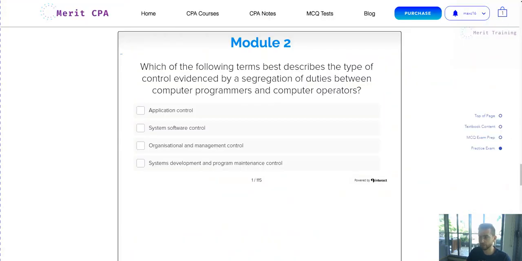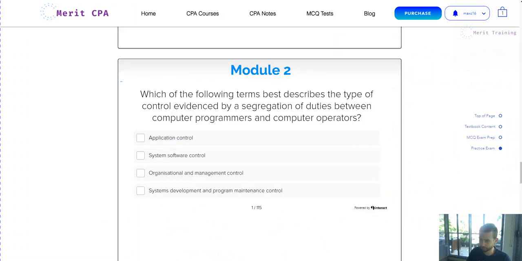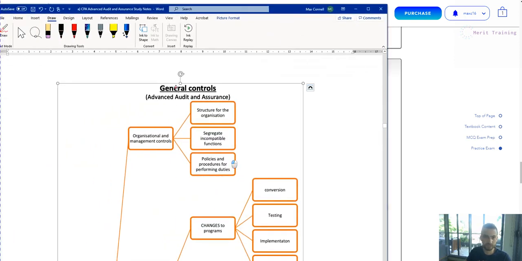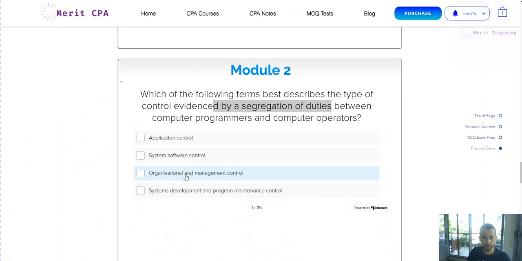So which one of those do you think fits in here? And remember, we're trying to keep in mind it's a general control. So if it's to do with hierarchy, which is clearly what's happening here, segregation of duties, we mentioned before that fits in this one up here, organizational and management controls. So it's most likely going to be C here, but let's also figure out why it's not A, B, and D.